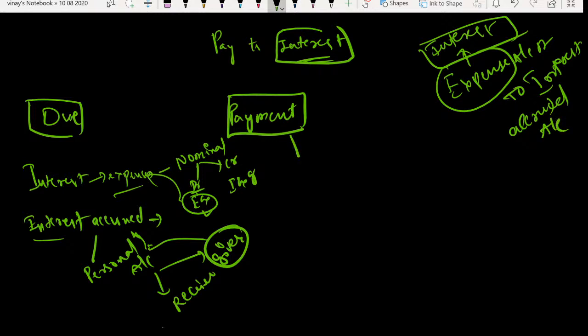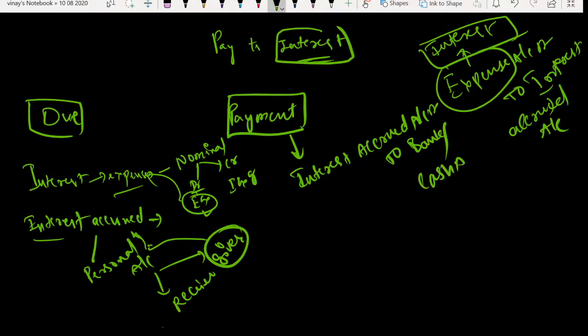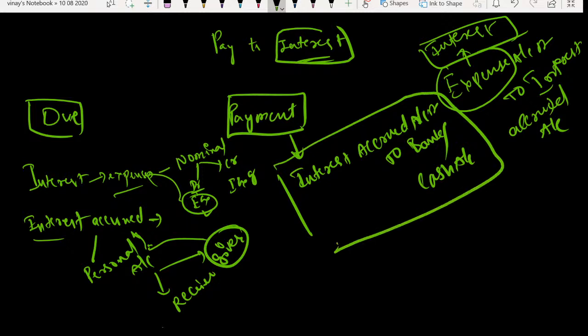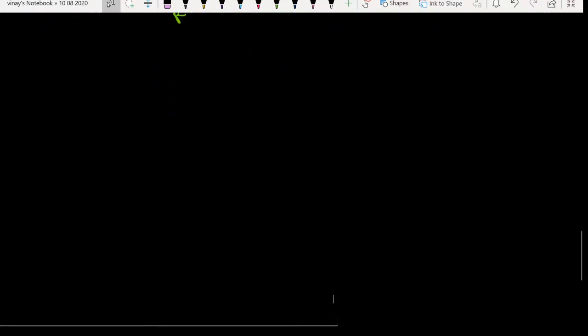Then whenever I make the payment, interest accrued account debit to bank or cash account. So this is the entry I will pass whenever I make the payment for interest.